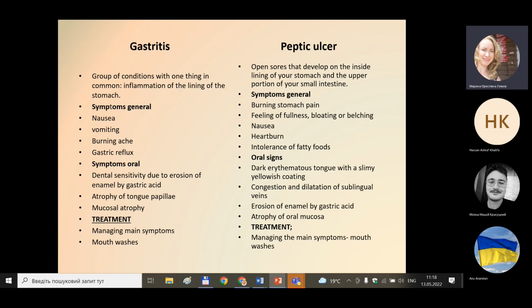Management is such: first of all, to do treatment for the general disease, for the peptic ulcer, together with the gastroenterologist, and symptomatic treatment of these symptoms. At first, prescribing of antiseptic mouthwashes.